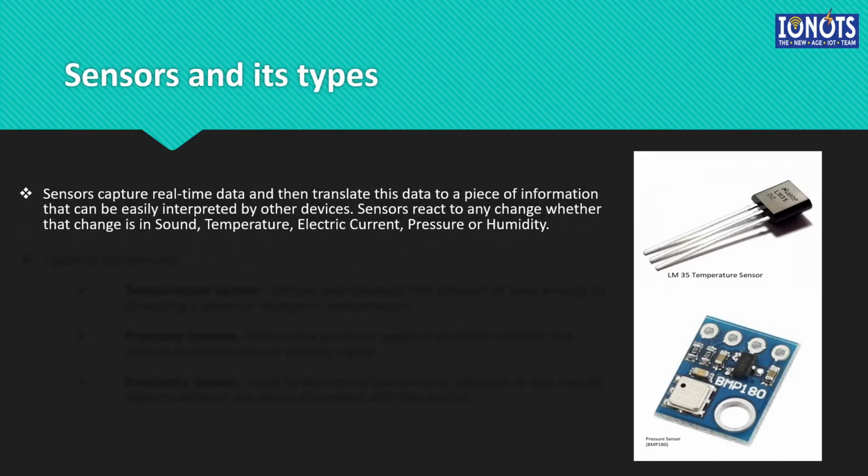Now, sensors capture real time data and then translate this data to a piece of information that can be easily interpreted by other devices. Sensors react to any change, whether that change be in the sound, temperature, electric current, pressure, or humidity, and then report it to your computer processor, which can then take necessary actions. IoT sensors have become quite important as they are quite helpful in improving the overall efficiency, reducing costs, and enhancing the working safety. Let's take a close look at the most important and most common sensors.